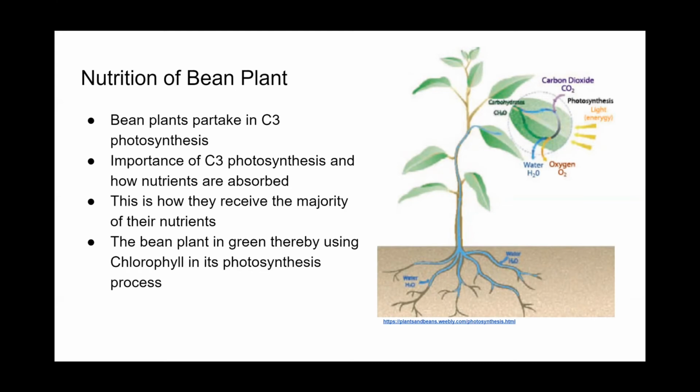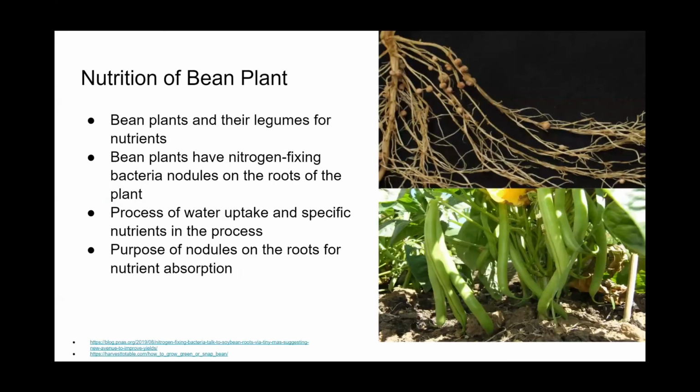In the bean plant's C3 photosynthesis, the rubisco takes in carbon dioxide, which produces a 3-carbon compound, giving it the title C3 photosynthesis. Bean plants also have legumes, which are rich in nutrients such as calcium, iron, and zinc, which benefit the growth and health of the plant. When bean plants uptake water, they also uptake the nutrients potassium and phosphorus.